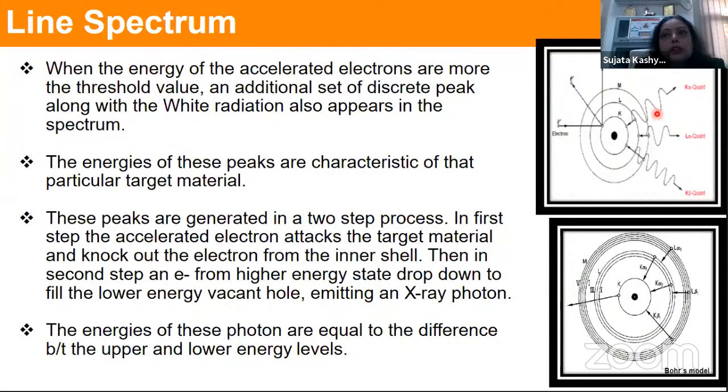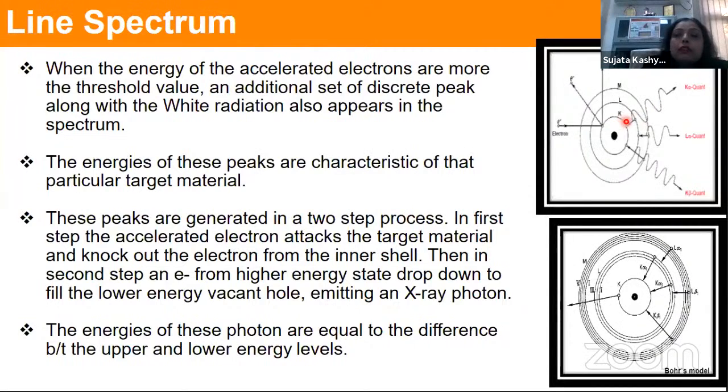This line spectra occurs in a two-step process. In the first step, when this electron hits the target material, it knocks out one of the electrons from the lower energy level. In the second step, an electron from the upper or higher energy level jumps down to fill the vacant hole. During this process, as the electron comes from a higher energy level to a lower energy level, there is an emission of radiation, and because of this, a line spectra generates in the spectrum of the X-ray.